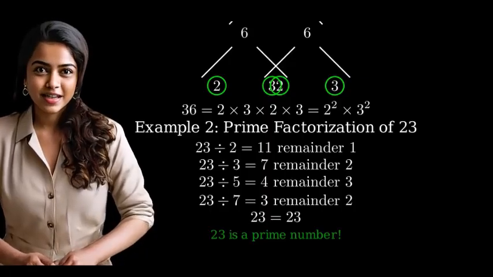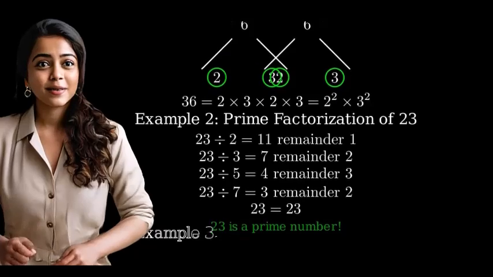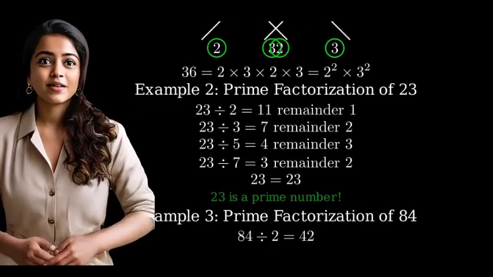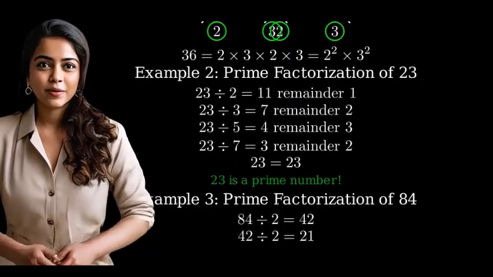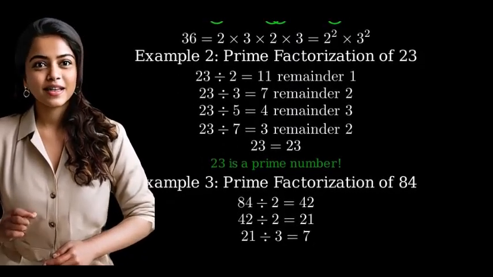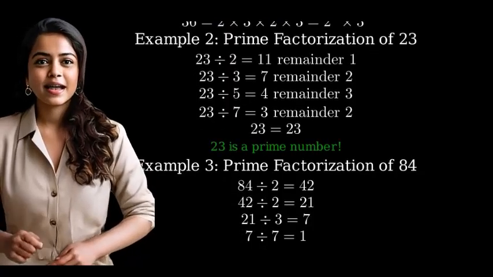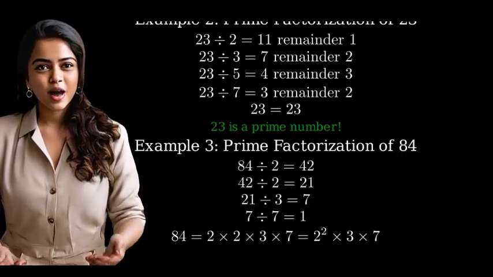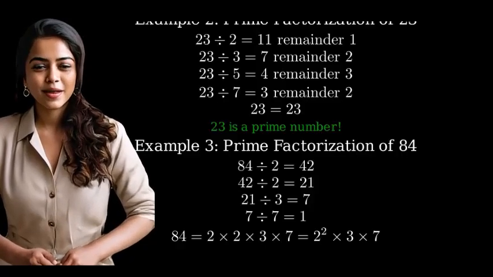For our third example, let's find the prime factorization of 84. We'll start with the smallest prime number again. 84 divided by 2 equals 42. 42 divided by 2 equals 21. 21 divided by 3 equals 7. 7 divided by 7 equals 1. So the prime factorization of 84 is 2 times 2 times 3 times 7, which can be written as 2 squared times 3 times 7.